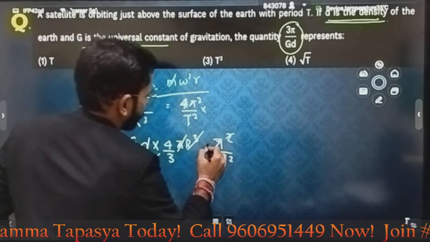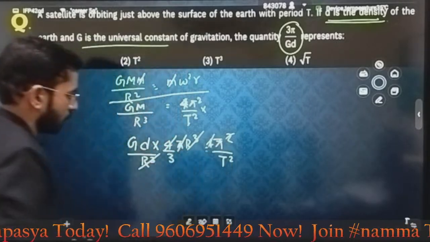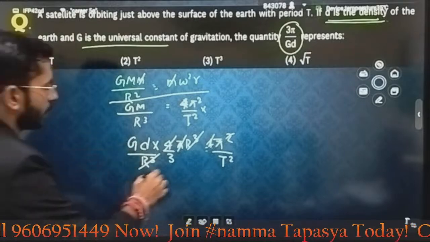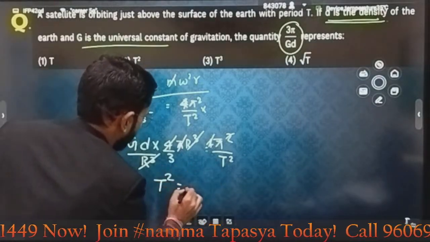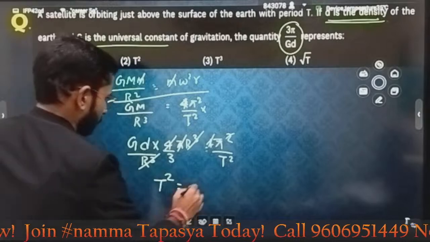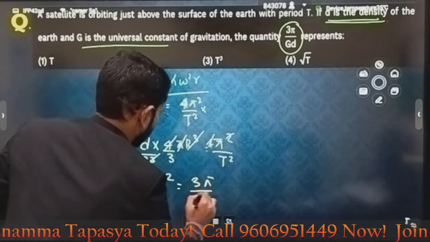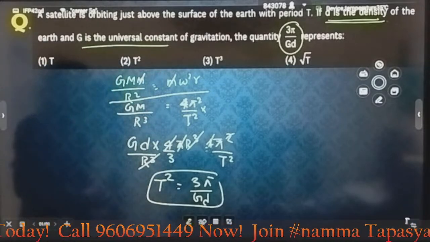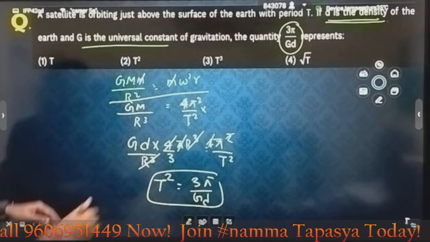4 pi r square is also here. That means this 4 and this 4 also get cancelled. Now what I have to summarize here, 3 pi by d. That means take this t square here and take all these things here. 3 pi by g d. That means d square I can say will be t square. Option 2.